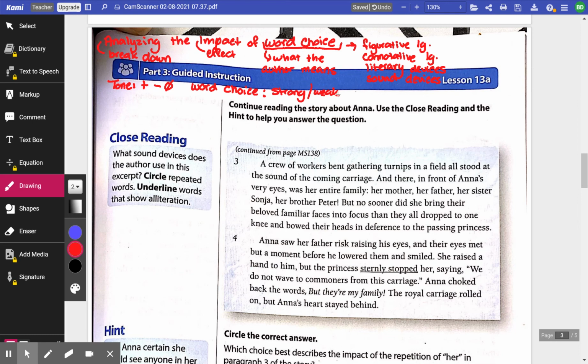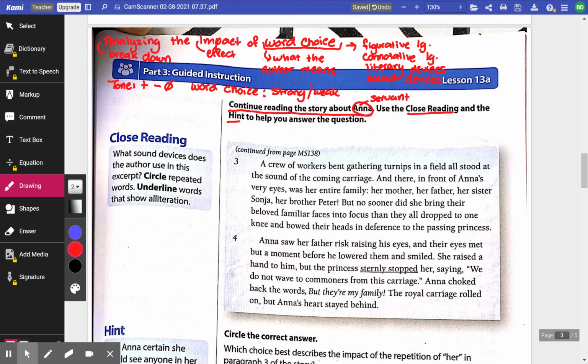Okay, so now that our title is broken down, let's go ahead and look at our directions and see what it's asking us to do. So, our directions say to continue reading the story about Anna. So, we're going to pick up where we left off and we're going to continue reading this story about Anna. And if you remember anything about Anna, we know that she is a servant girl working for Princess Sophia. And we also have to use the close reading and the hint to help us answer the question.